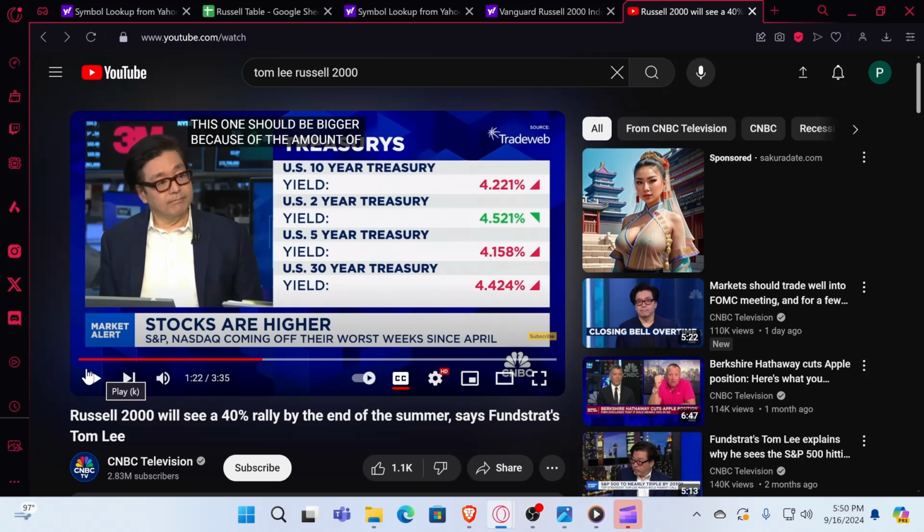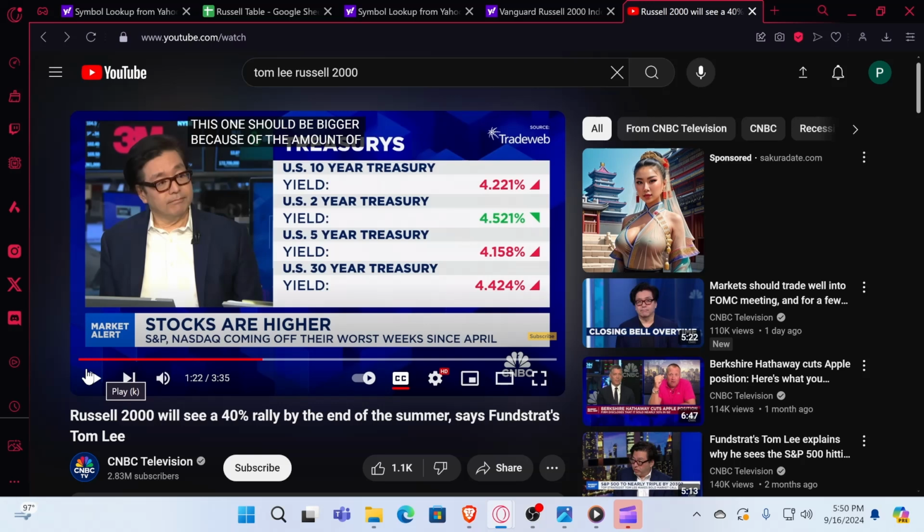But why are small cap stocks like those in the Russell 2000 so sensitive to rates? Great question. Small cap companies often rely more heavily on borrowing for expansion and operations compared to their larger counterparts. When interest rates are high, it's harder for them to get cheap loans, which limits their growth. However, if the Federal Reserve starts to cut rates, as Tom Lee and many others are predicting, this could act as a major tailwind for these companies and send the Russell 2000 soaring.